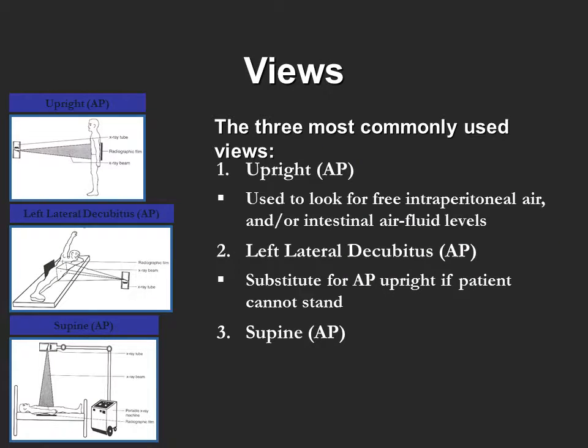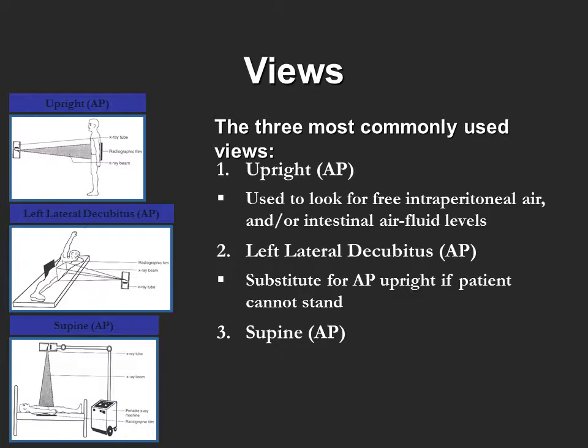The anterior-posterior radiograph, in which the X-rays are passed from front to back, is most commonly done to image the abdomen. This type of radiograph can be done in the upright position with the patient standing, in the lateral decubitus position with the patient lying on his or her side, or in the supine position with the patient lying flat, as demonstrated in the images on the left.